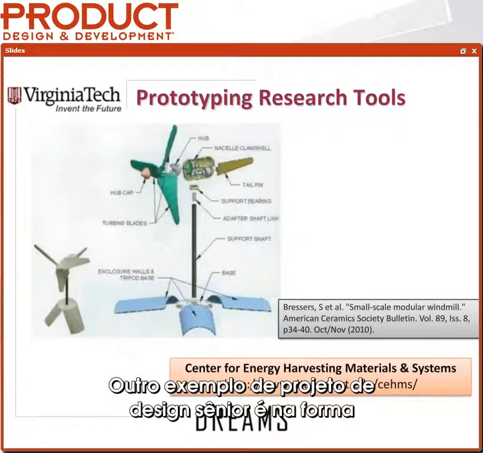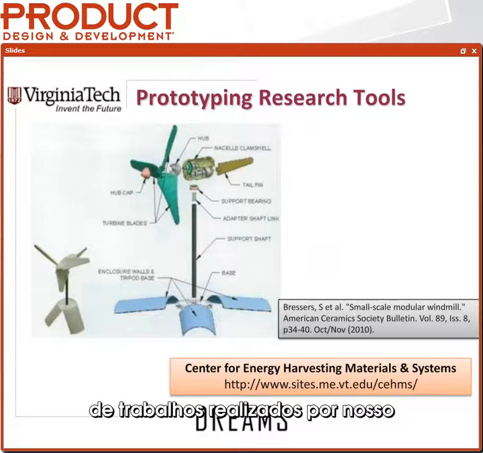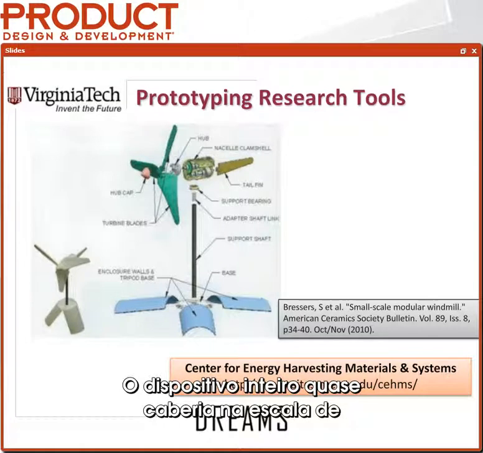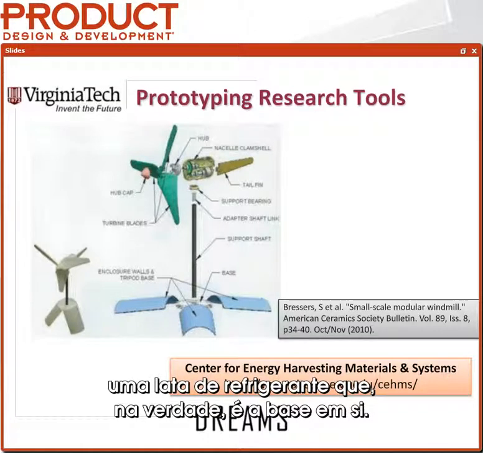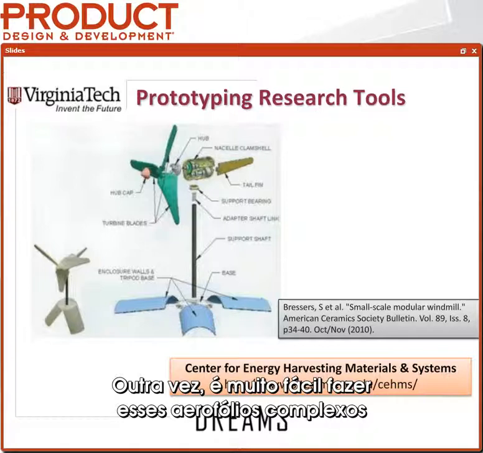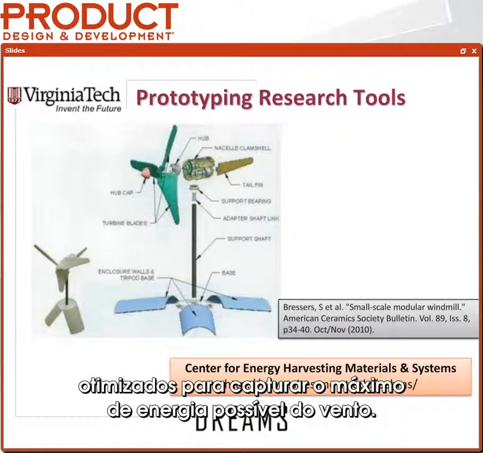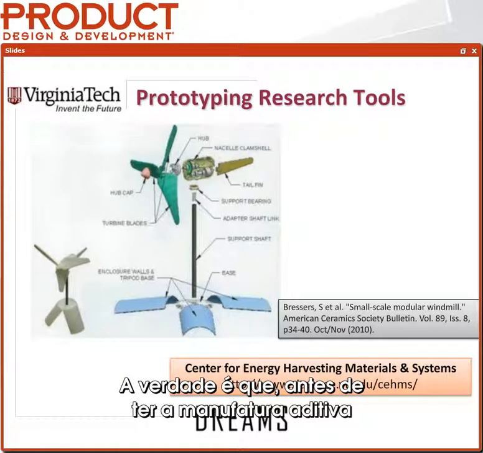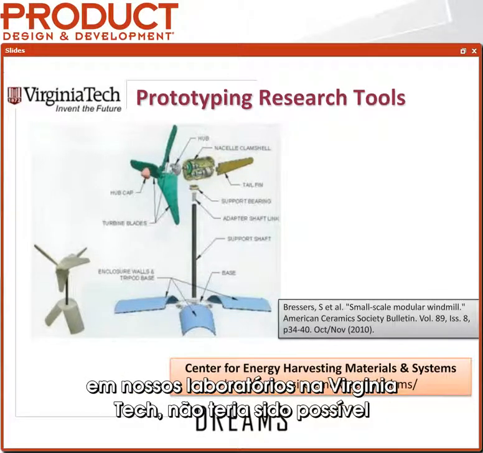Another example of a senior design project comes in the form of some work by our Center for Energy Harvesting Materials and Systems, led by Dr. Shashank Priya. This is a student project. They were looking at making a portable wind turbine, a windmill, if you will. This whole device fits within the scale of almost a soda can, which is the base itself. This windmill was created on an FDM machine. Again, it's a very easy way to make these complex airfoils that have been optimized to catch as much energy from the wind as possible. It's a really unique product concept that, before we had additive manufacturing in our labs at Virginia Tech, there was really no way to make a reality.